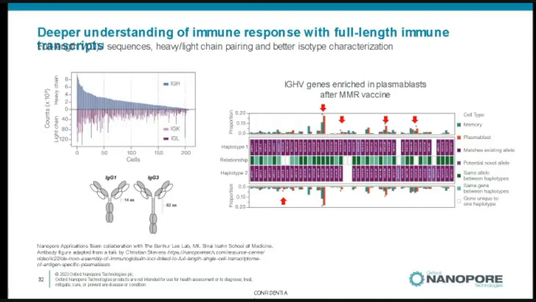With long-read sequencing, we could also have a deeper understanding of the immune response with full-length immune transcripts. In this work, Ben-Hur Lee is performing a collaboration with the Oxford Nanopore team, using full-length VDJ sequences to identify the IGHV gene used by the plasmablast cells in the immune response after vaccine exposure. By using this data, it's possible to pair the heavy and light chain sequences, and therefore you can see in the upper left the heavy chain pairing with the full-length reads.